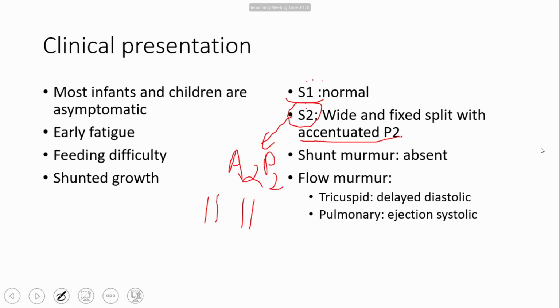So the first heart sound will be normal in case of ASD. In the second heart sound, the splitting is fixed, there is no variation with respiration, and P2 will be accentuated because there is increased blood flow through the pulmonary trunk.